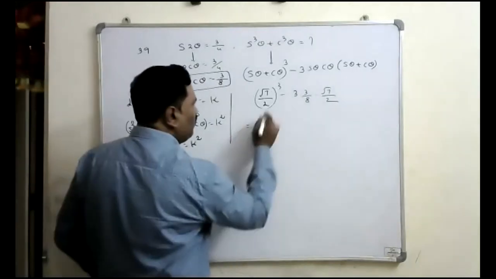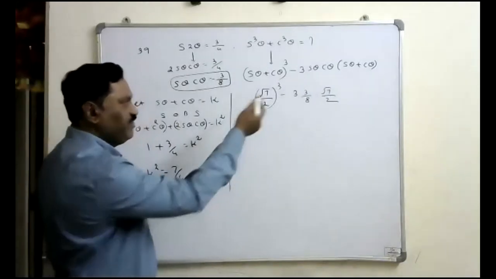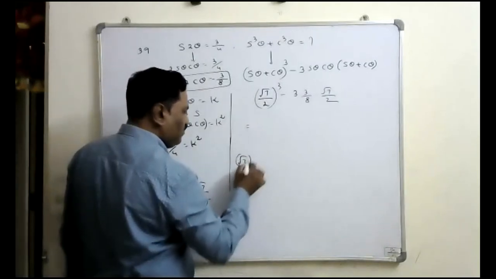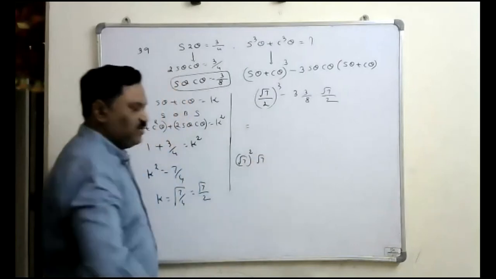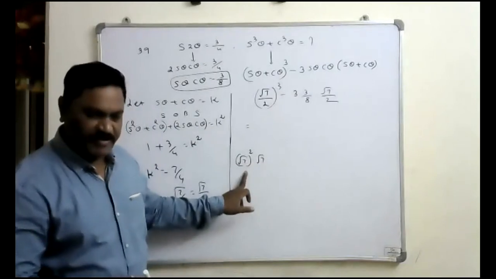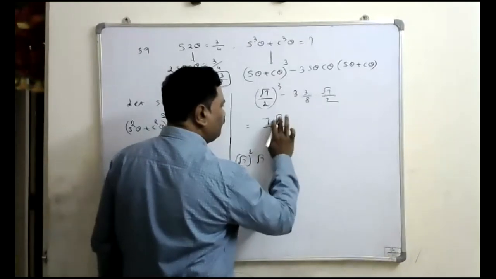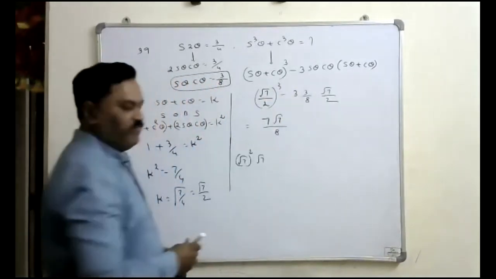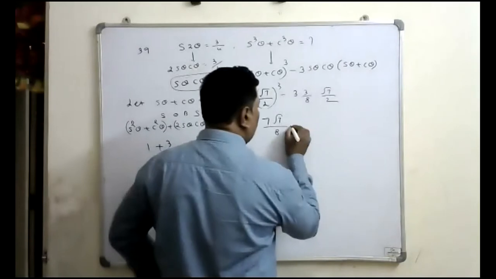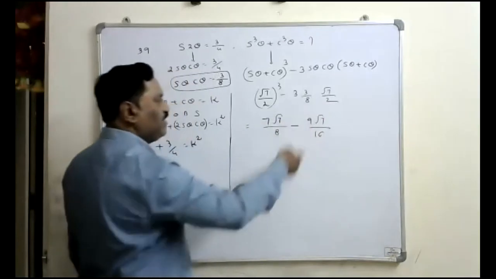Now if we simplify this, what is root 7 whole cube? Root 7 whole cube, how much? I can write it as root 7 whole square into root 7, right? Root 7 whole square is 7, so it is 7 root 7 by 2 cube, which is 8, minus 3 3s are 9 root 7 by 16. Like that I can write it.